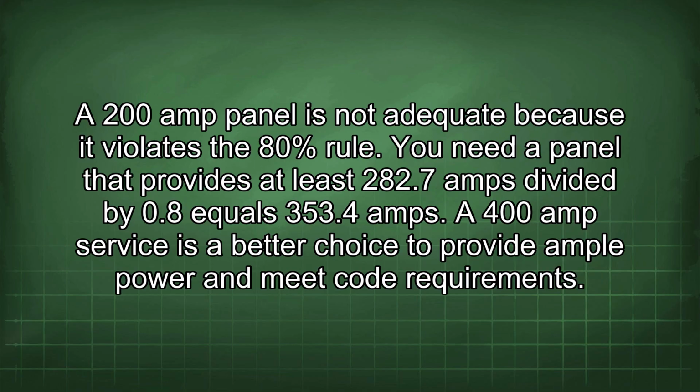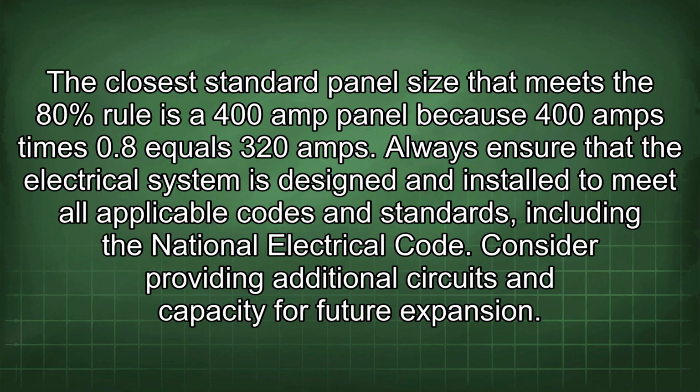A 200 amp panel is not adequate because it violates the 80% rule. You need a panel that provides at least 282.7 amps divided by 0.8 equals 353.4 amps. A 400 amp service is a better choice to provide ample power and meet code requirements. The closest standard panel size that meets the 80% rule is a 400 amp panel because 400 amps times 0.8 equals 320 amps. Always ensure that the electrical system is designed and installed to meet all applicable codes and standards, including the National Electrical Code.